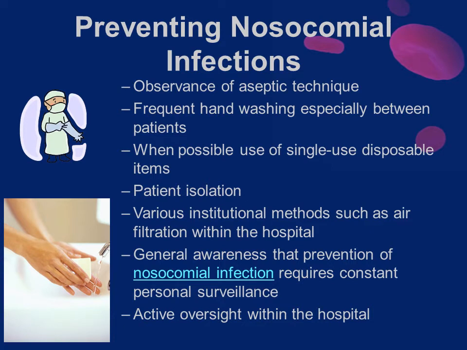Methods to decrease the potential of a nosocomial infection should include observance of aseptic technique, frequent hand washing, especially between your patients, if possible use of single-use disposable items, adhering to facility policies related to isolation protocols, institutional methods such as air filtration within the hospital, general awareness that prevention of nosocomial infection requires constant personal surveillance, and active oversight within the hospital.